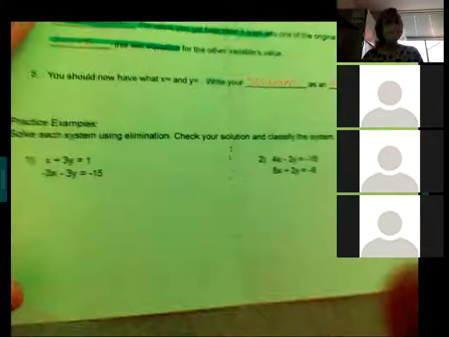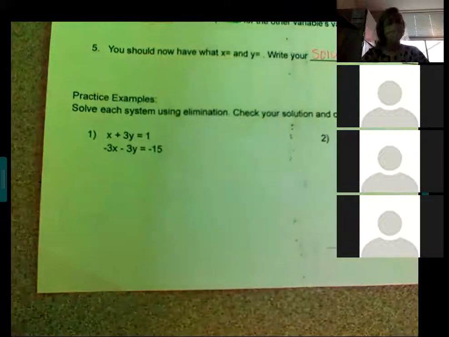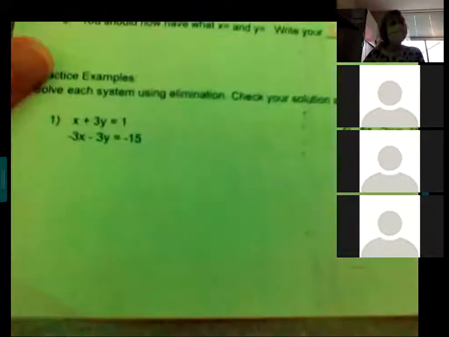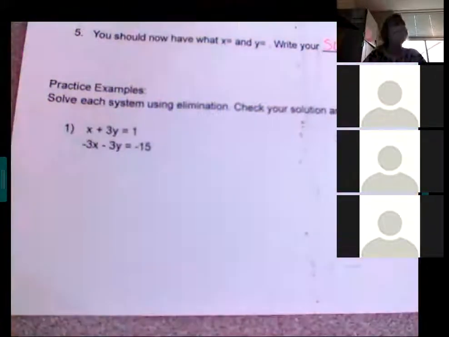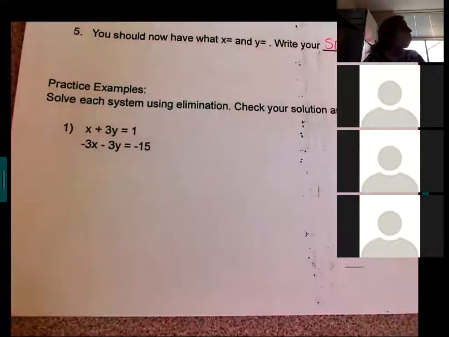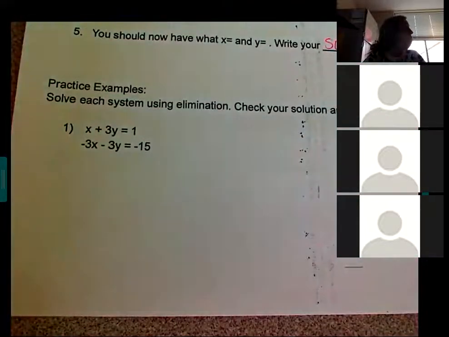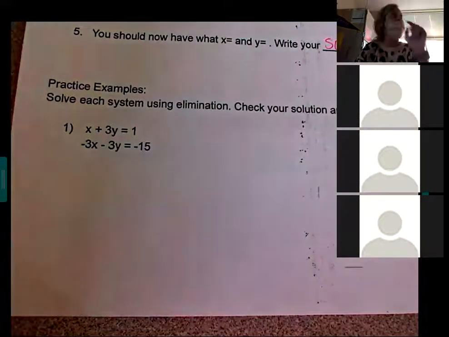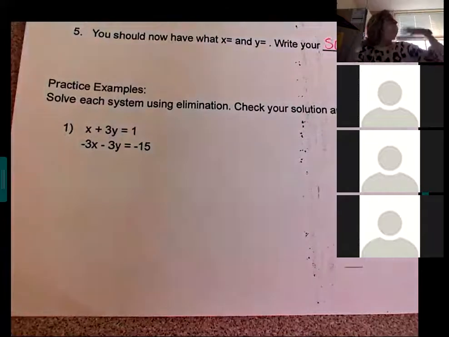Okay, everybody look at number 1. Are X's lined up with X's? Are Y's lined up with Y's? Okay, so here's what I want you to do. Your first step, everybody make sure we're listening. There's nothing to write because you have your steps written, but I'm going to keep going over them every single time. Make sure they're lined up.